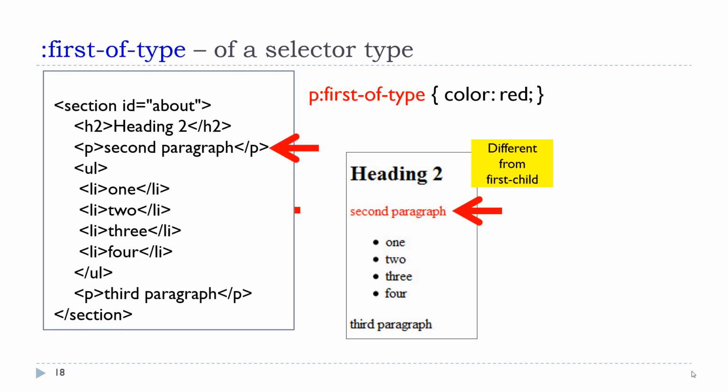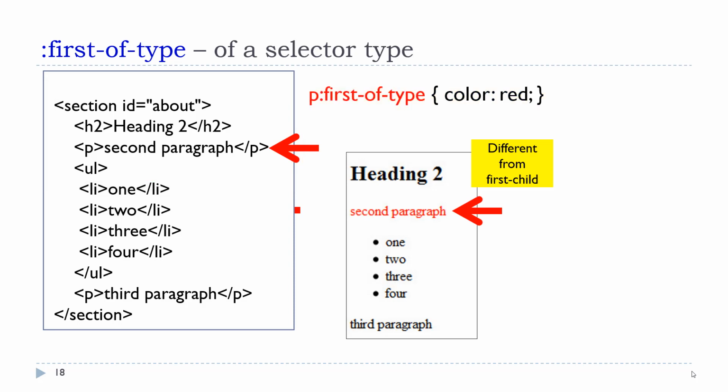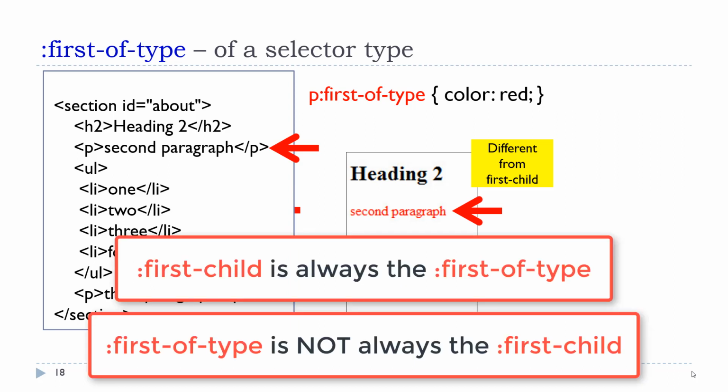Let's take a look at this example, p:first-of-type. In our section, the second child is the P. However, it is the first of its type. That is what I was talking about. Sometimes the first of type will be the first child. Many times it will not. However, the first child will always be the first of type.